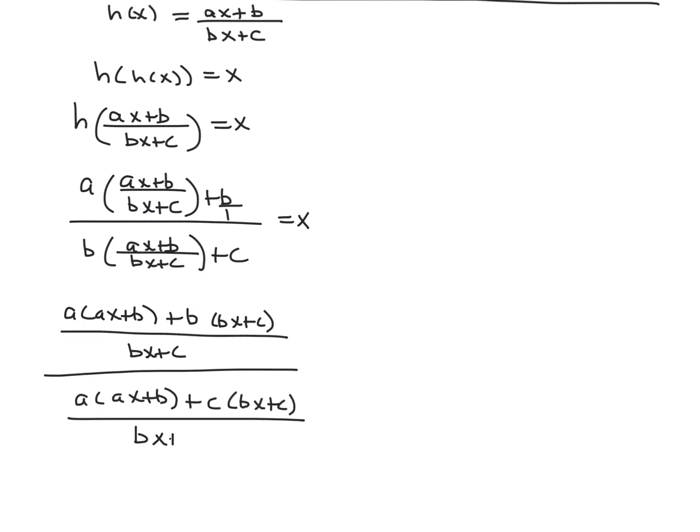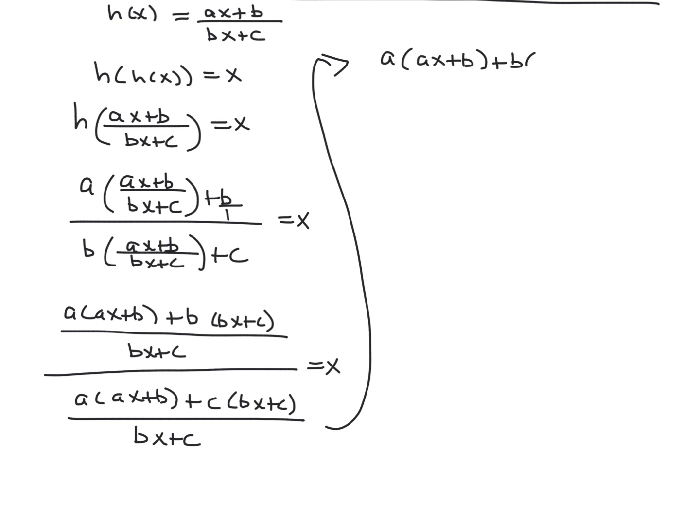So as before, if you invert and multiply, these bx plus c's will disappear. So I will just skip that step and just write what's remaining: (bx plus c) all over a times (ax plus b) plus c times (bx plus c), like that, and that equals x.